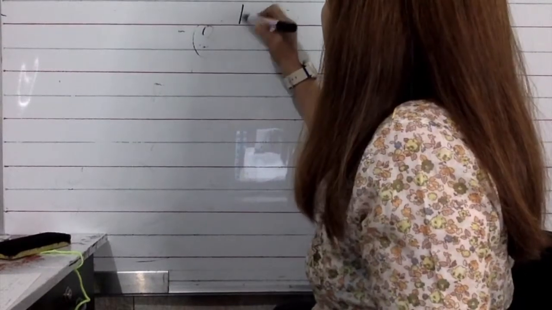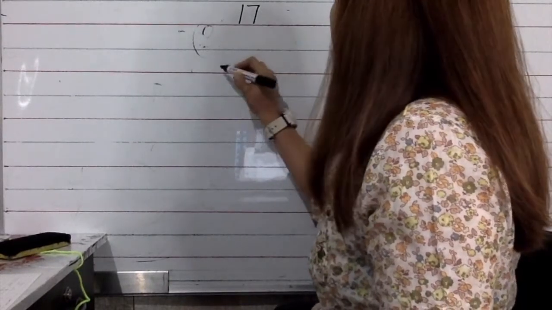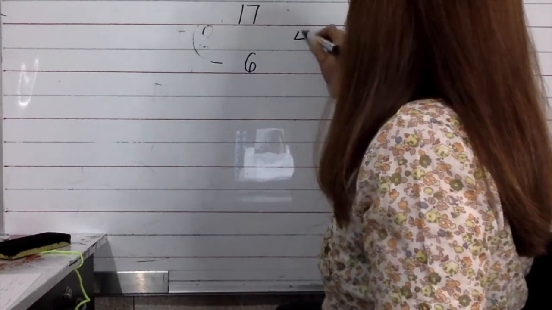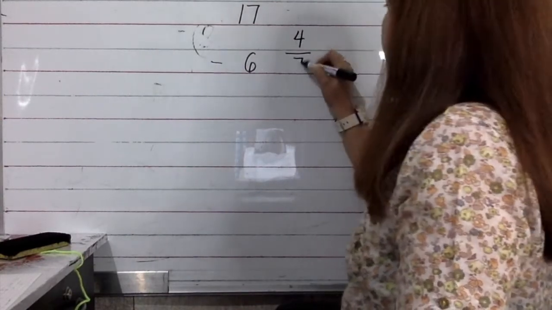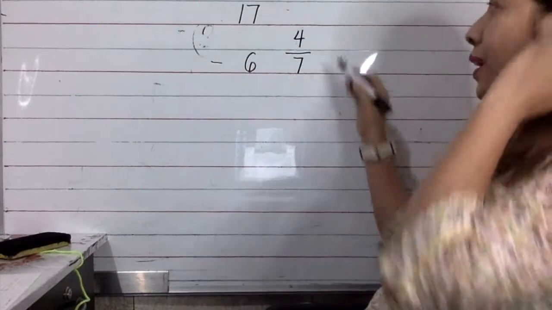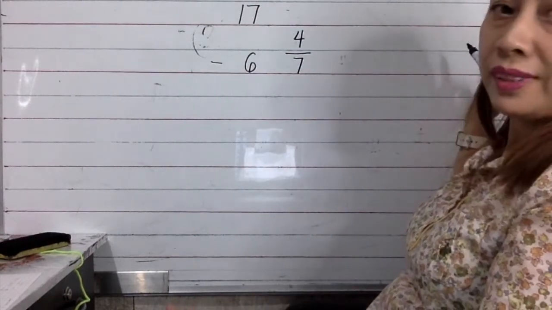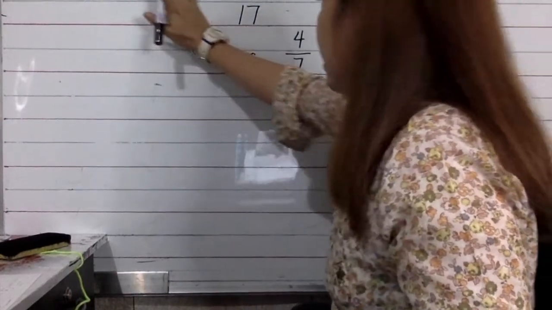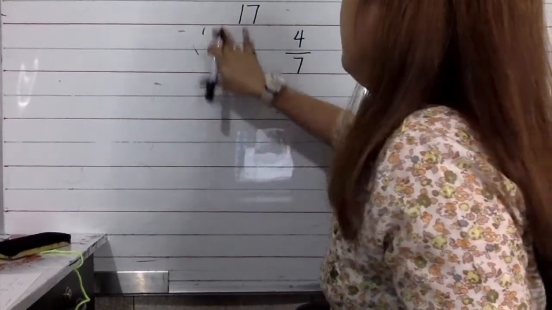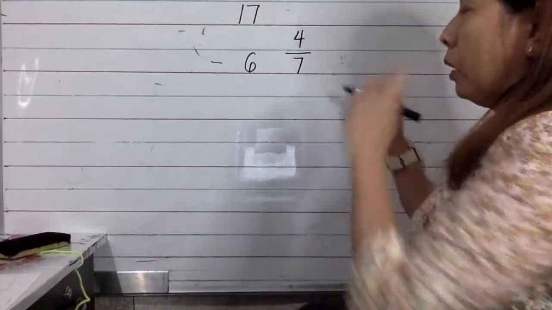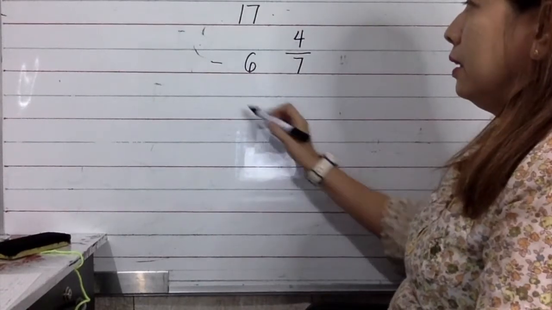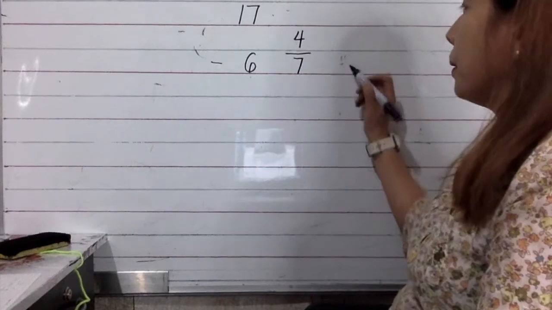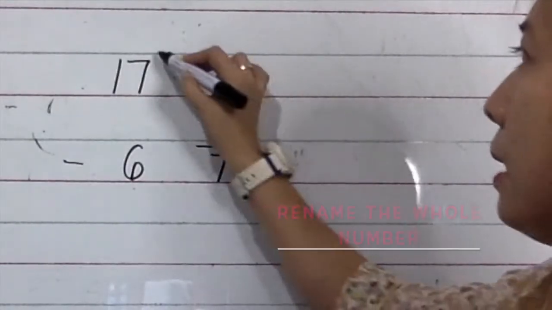Okay, how about if the problem is 17 minus 6 and 4 over 7? So again, we are going to rename it because the minuend is a whole number and the subtrahend is a mixed number. So rename 17 first.